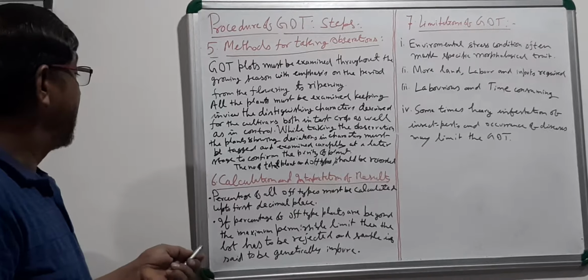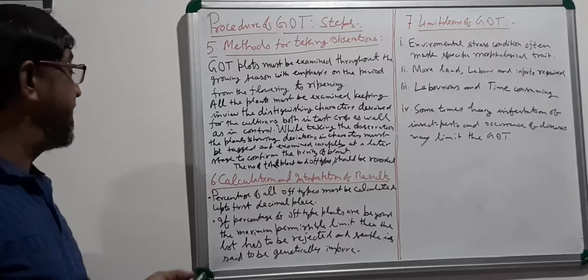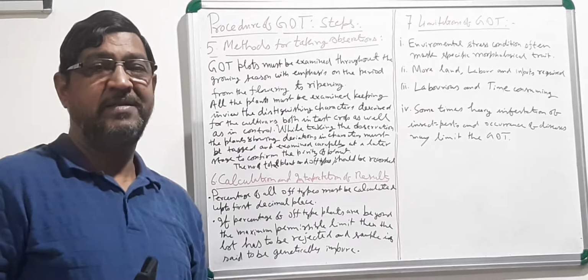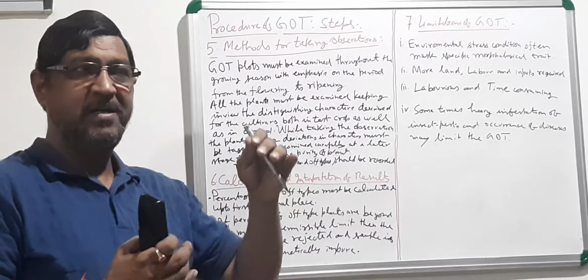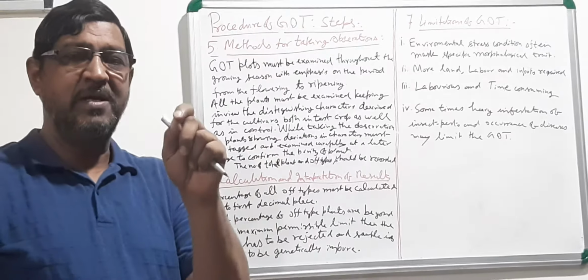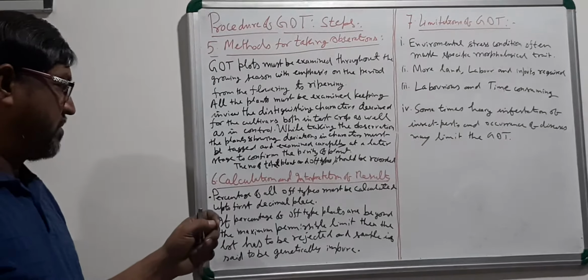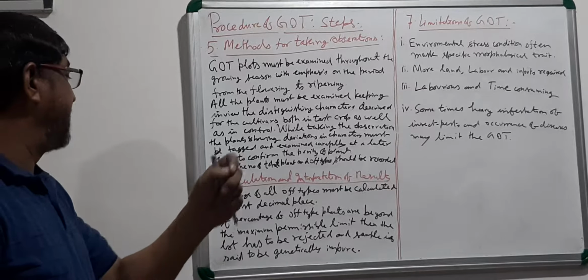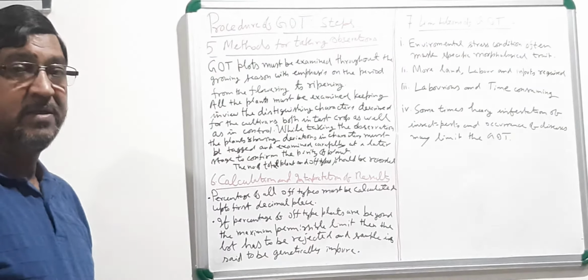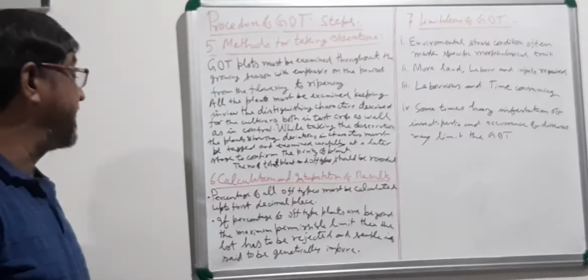The calculation: the percentage of all off-types must be calculated up to the first decimal place. Mind it. When you calculate in 200 plants how many are off-type, the percentage must be up to one decimal, the first decimal place. Accordingly, you have to see the other 200 and get the percentage.